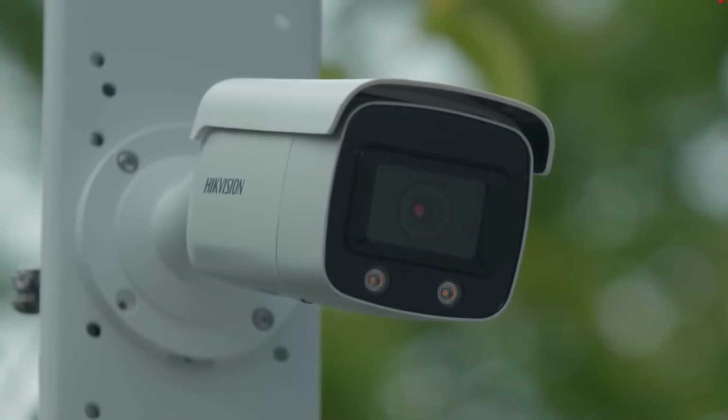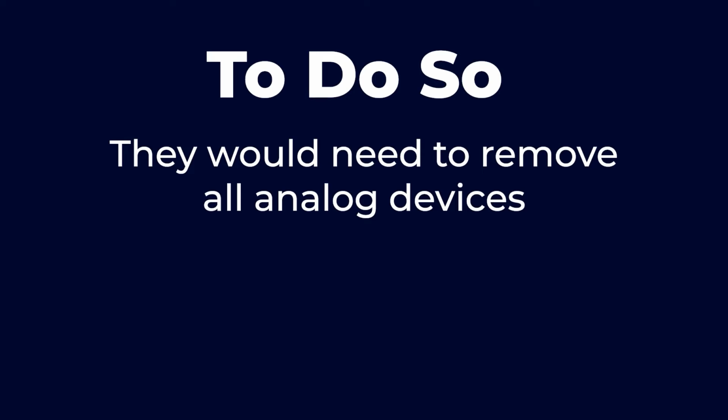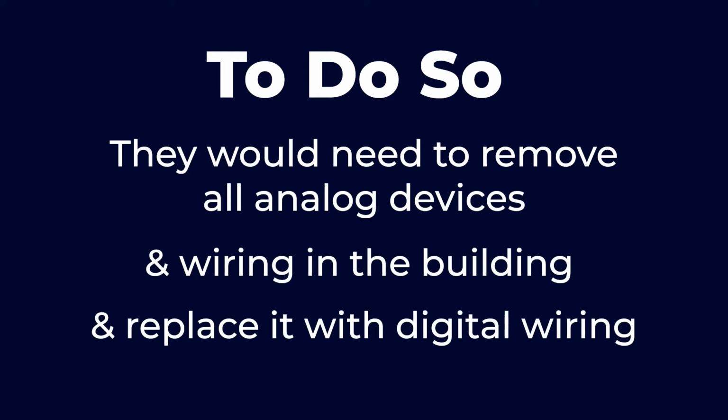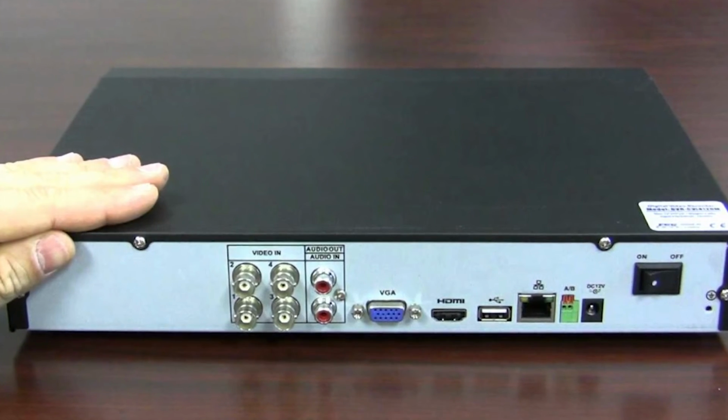As popular as IP and digital CCTV systems have gotten over the past few years, analog systems still dominate, as most facilities and buildings with older systems have yet to actually upgrade to newer digital and HD systems. To do so, they would need to remove all analog devices and wiring in the building and replace it with digital wiring. With HD over coax, you can upgrade by simply replacing SD cameras with HD cameras and replacing your old DVR with an HD over coax DVR. You'll save money and time with HD over coax as well.